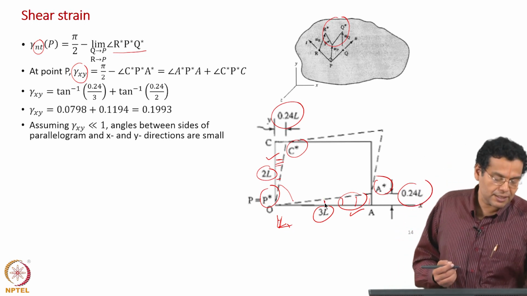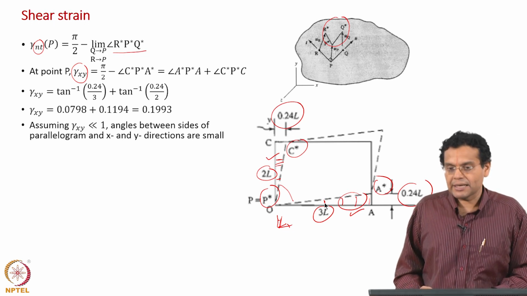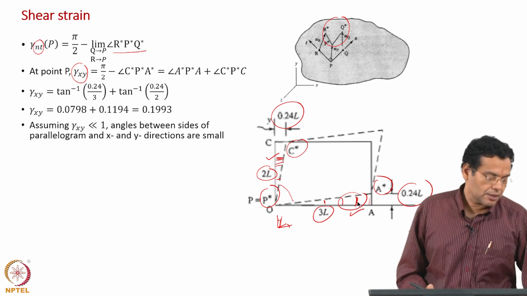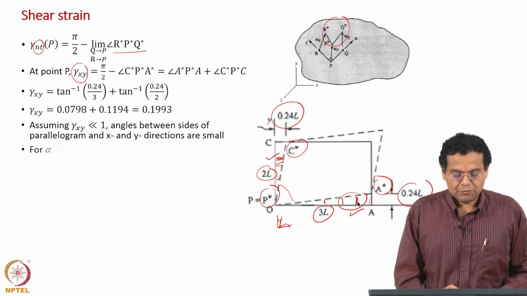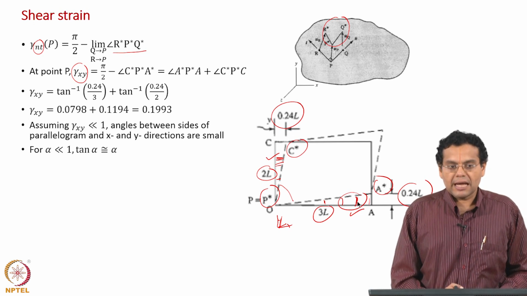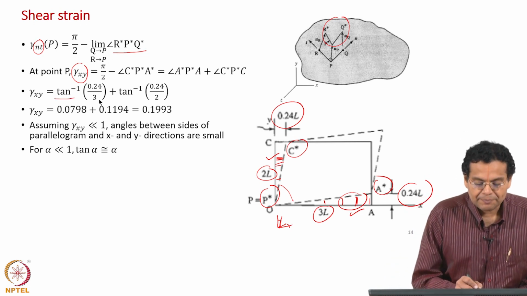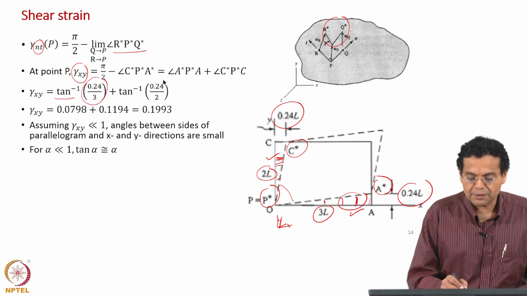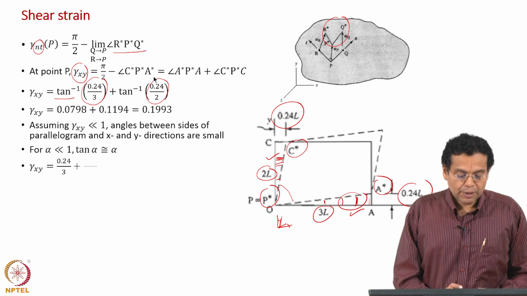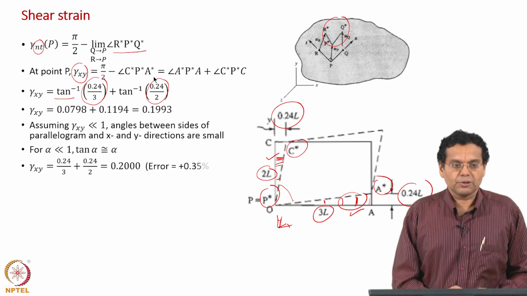So, assuming gamma xy less than 1, angles between sides of the parallelogram and x and y directions are small. What are the angles? These angles are very small. Now, we know that for alpha less than 1, any angle less than 1, tan alpha is equal to alpha, which means that alpha is equal to tan inverse of alpha. So, instead of taking tan inverse, I can straight away use 0.24 by 3, similarly here 0.24 by 2. Let us do that and see what is the value. So, gamma xy is 0.24 by 3 plus 0.24 by 2, you get a value of 0.2000.